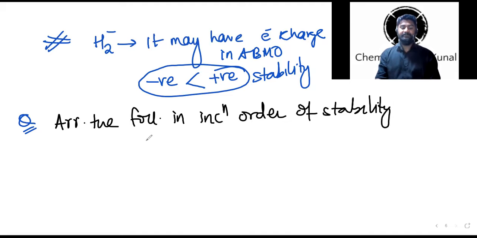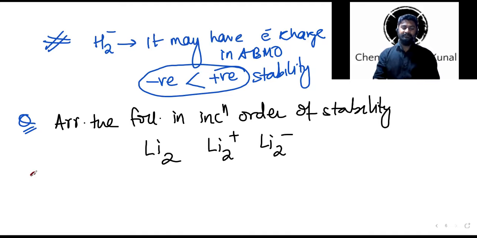This was also asked in previous year paper. Li2, Li2 plus 1, Li2 minus 1. So I'll give you 10 seconds time to do it. Can you do it? Yes, you can. You can do it in the long way by taking 2 minutes time, but this would be a JE problem.